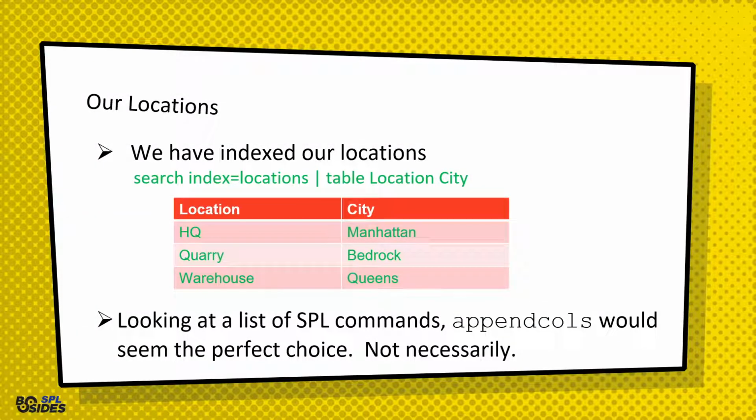So let's say we have our work locations indexed, and a search of that index gives results that look like this. They show that headquarters is in Manhattan, the quarry is in Bedrock, and the warehouse is in Queens. Thumbing through the SPL manual, we find the appendcols command, which seems like the obvious choice since we want to append a new column to our existing table. So let's try that out.